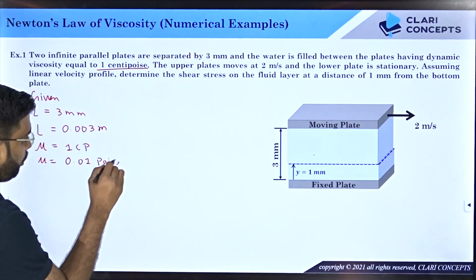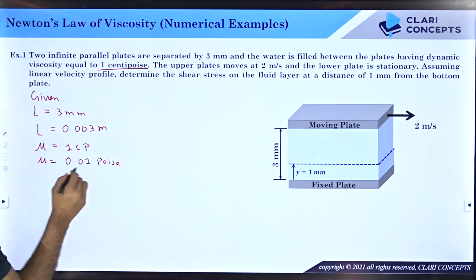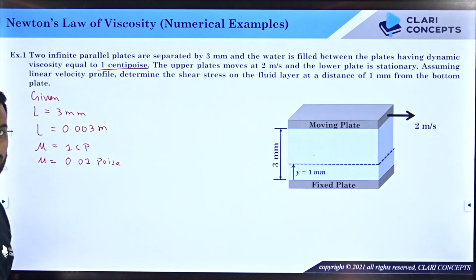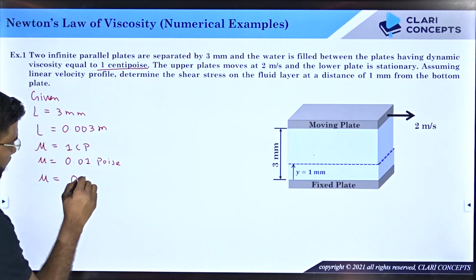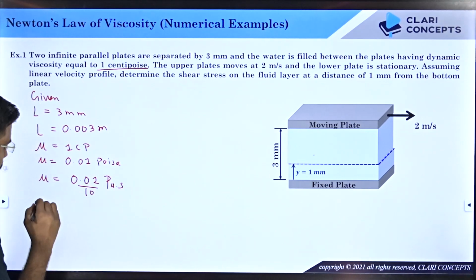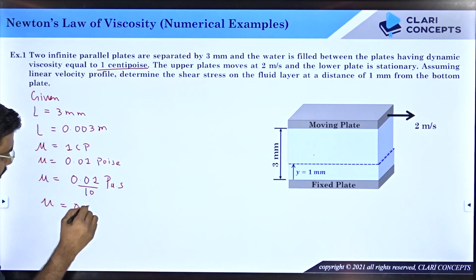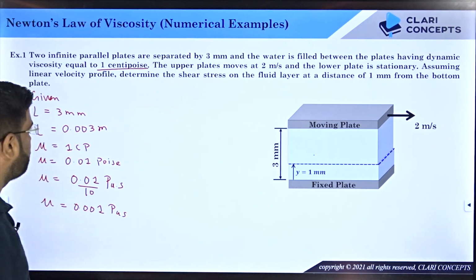And again, poise is not the SI unit of this particular variable. If I want to convert poise into the SI unit, the SI unit of mu is Pascal second, and we know the conversion factor is 10. So I will divide this value by 10 to get the SI unit, that is Pascal second. So mu actually will be 0.001 Pascal second. Now this value I will use in the equations.